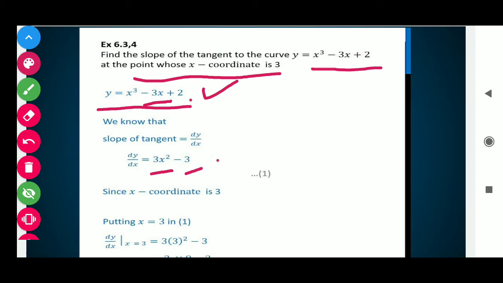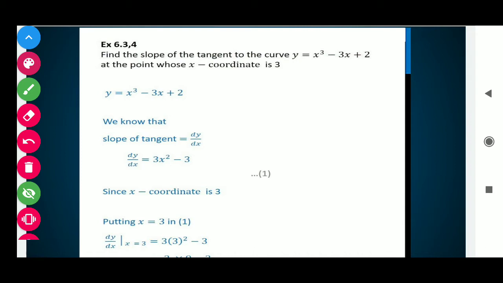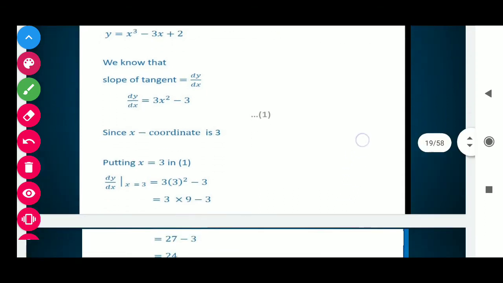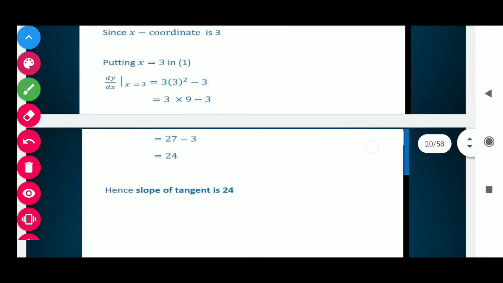And here x coordinate is 3, so we have to put the point in the slope. For that, we get dy over dx is equal to 3 times 3 squared minus 3. We get 3 into 3 into 3, which is 27. 27 minus 3. In this way, we get the answer 24. Hence, slope of tangent is 24.